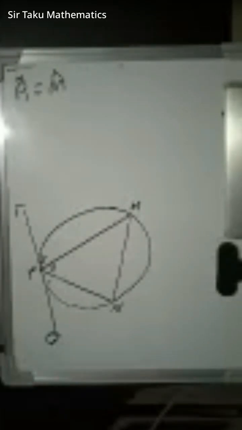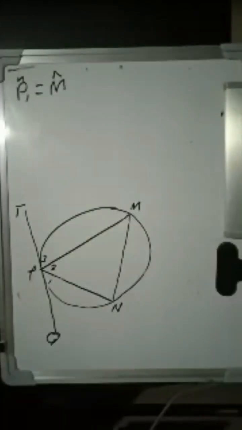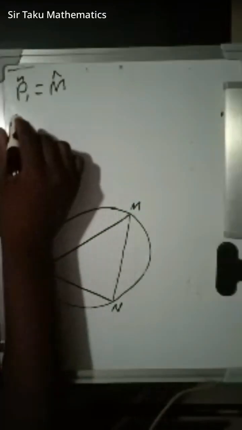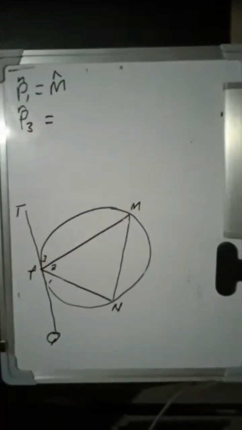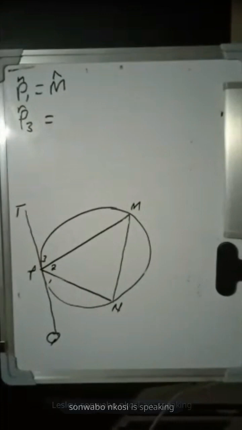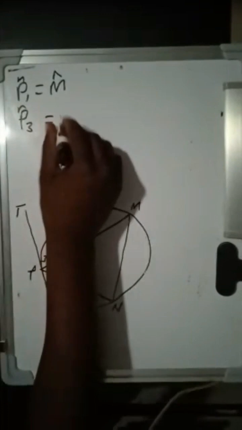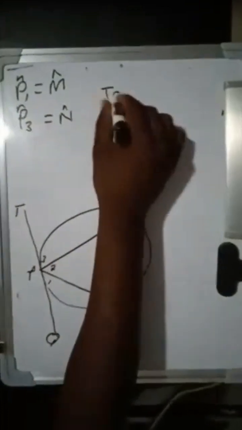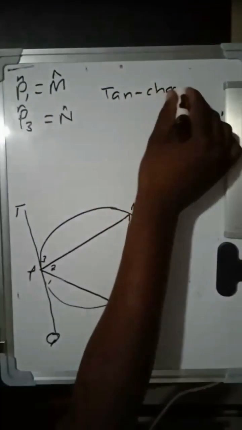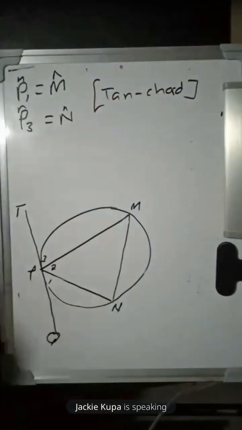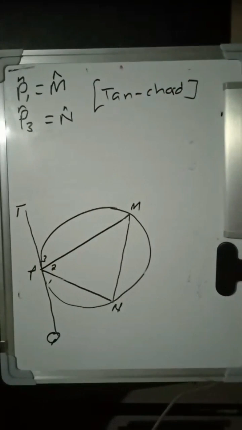So which other two angles are equal there? How about P3 is equal to N. And the reason is what? Tan chord. Yes, that's the reason.